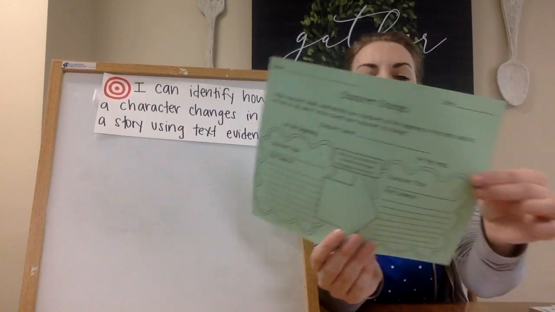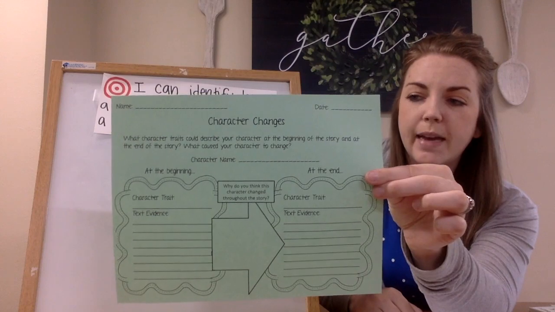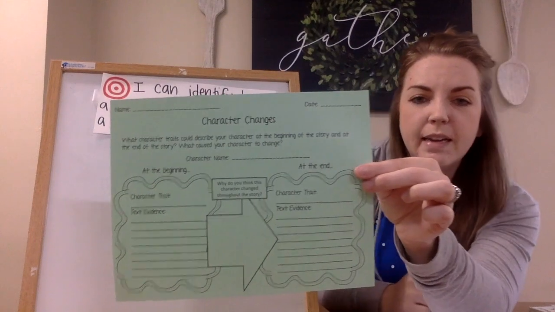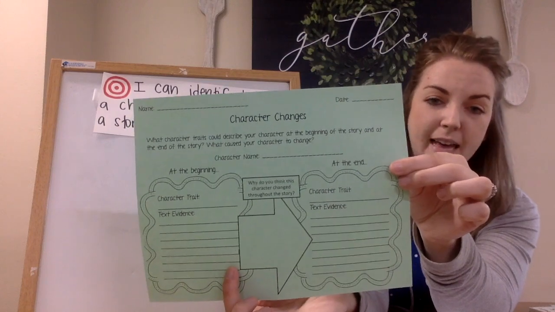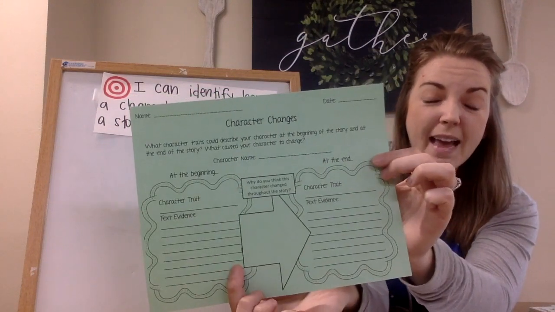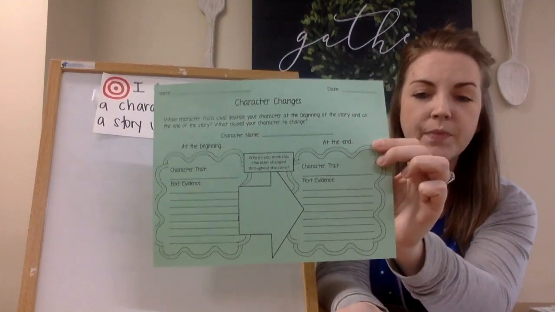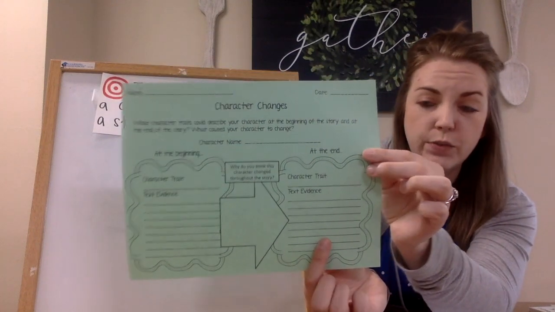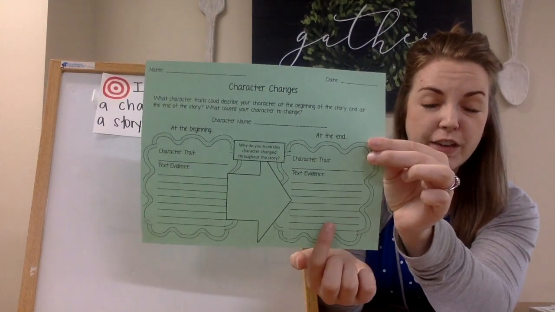Your character change sheet looks like this week. You're going to pick either Houndsley or Katina and write their name here. And then you're going to pick a character trait to describe that character at the beginning of the story. How would you describe them? And give me some text evidence. What did that character do or say, or how did they act that helped you to learn that they had that character trait? And then you've got this side. They have probably changed in this story. So what character trait can you use now to describe them, and how did you figure that out?